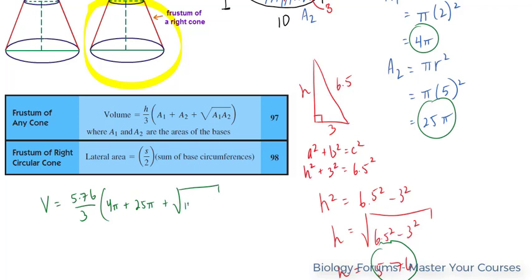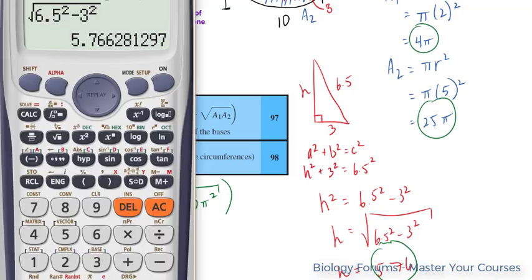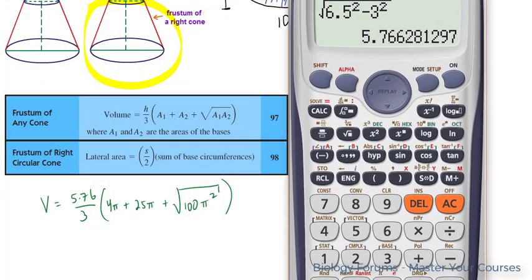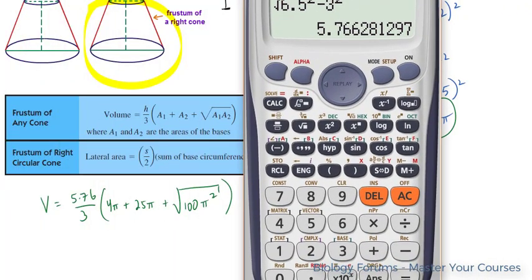4 times 25 is 100. I'm just going to be clever here. And pi times pi is pi squared. And if you don't know how to do that, just leave it the way it is and multiply them out. And let's continue. Let's plug this all into our calculator. See if you can all do it in one solid step.